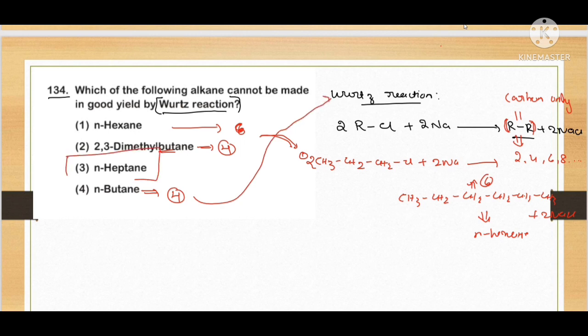But option 3 has an odd number of carbons. That means it has 7 carbons. 7 carbons is not produced by Wurtz reaction. So our answer is 3, which is our correct answer.